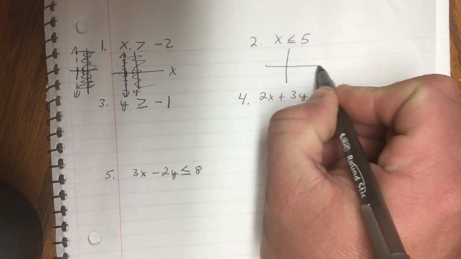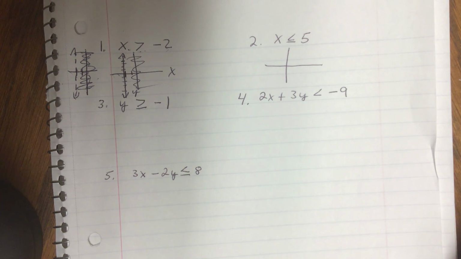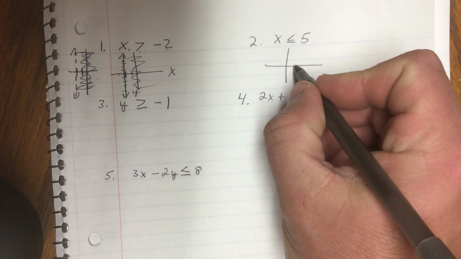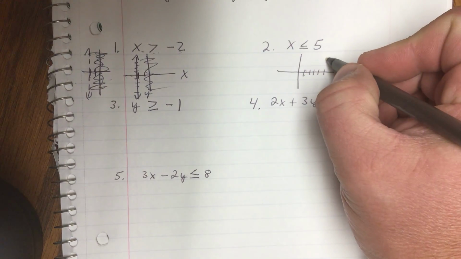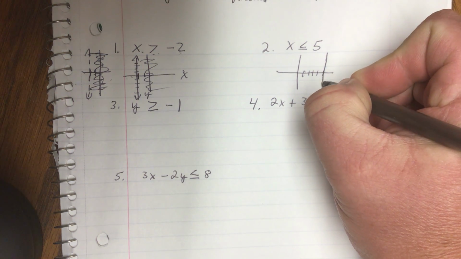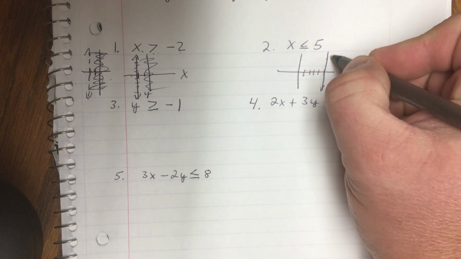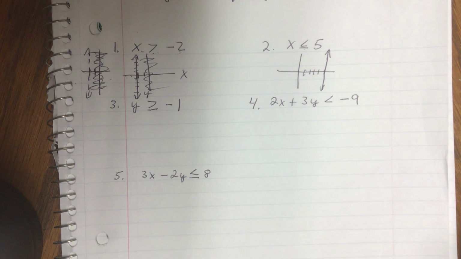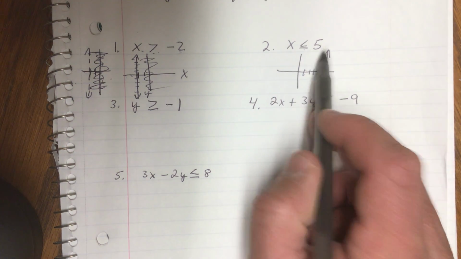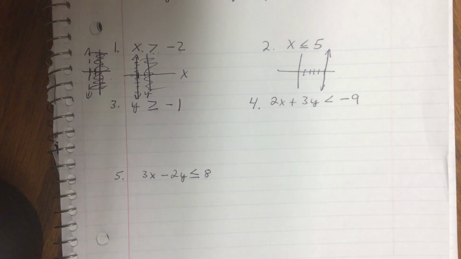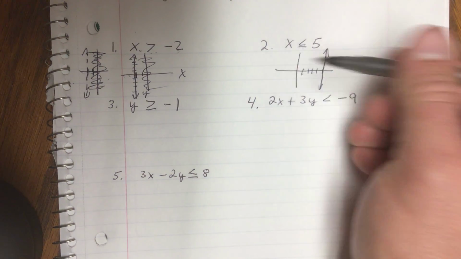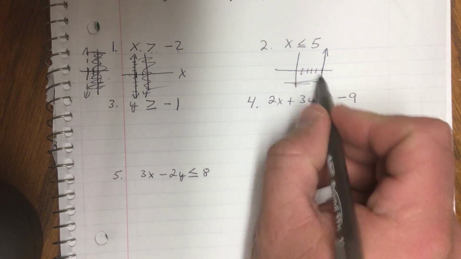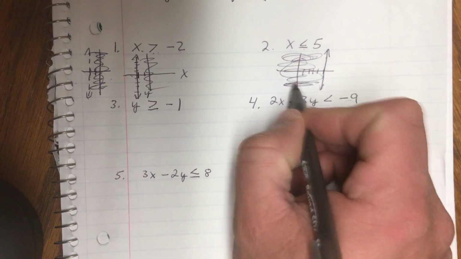Number 2. What value should I mark on the x-axis? Obviously 5. Now, I'm going to again have a vertical line there. This one is not dotted because it's equal to. Now, where should I shade? X is what? Greater than or less than 5? X is less than or equal to 5. So less than is to the left. So all this area is shaded.